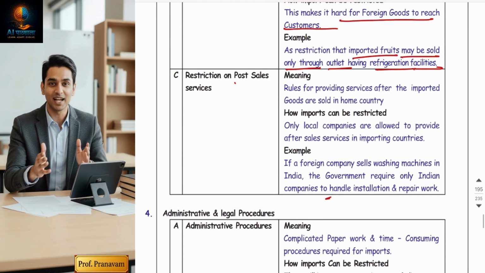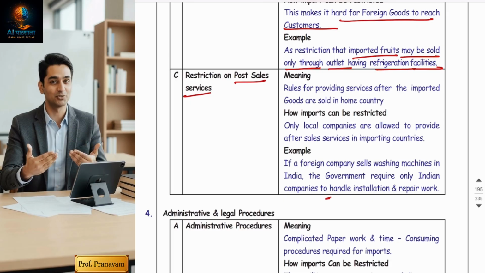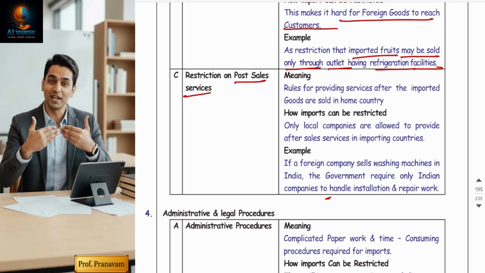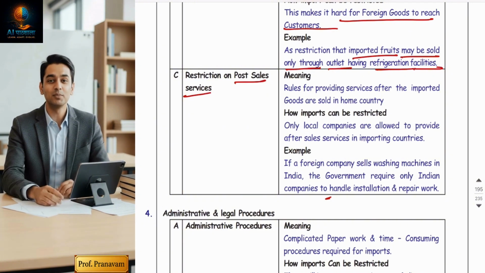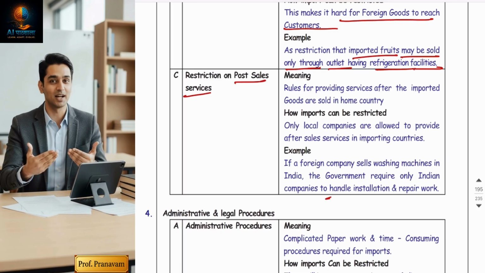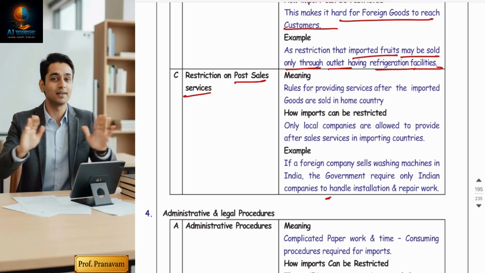Okay. Restriction on post sale services. Yes, again, some rules can be made. See, again I'm using the word rules. It means importers are restricted by applying rules and regulations only. Restriction on post sale services. What do you mean by this?